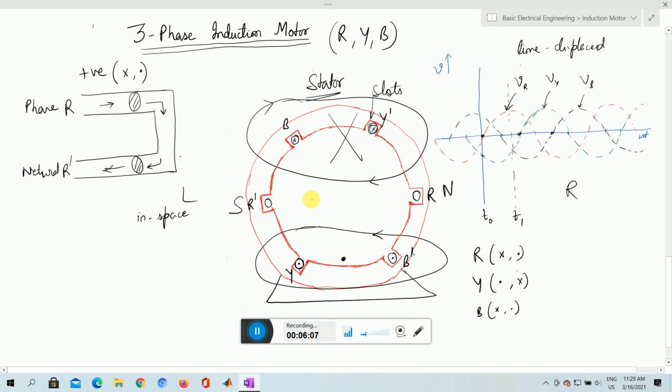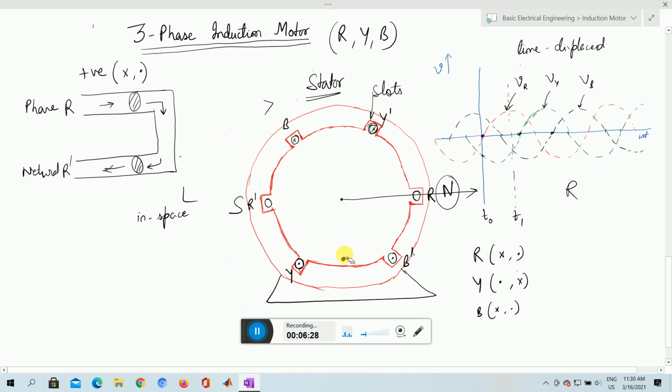This can be assumed at what moment? At the instant t equals 0. At t equals 0, my north pole is on the x-axis, like this. Let me erase the other part.